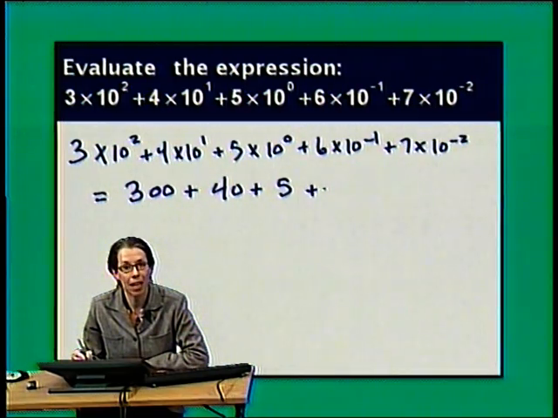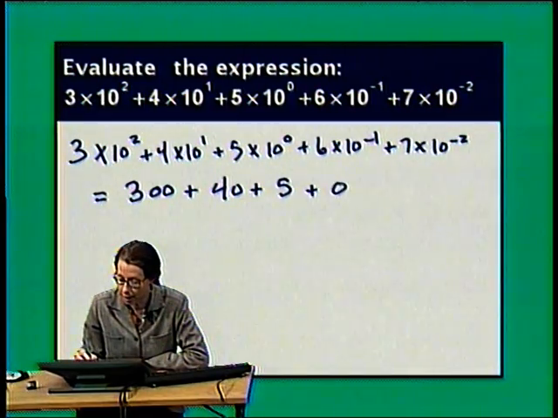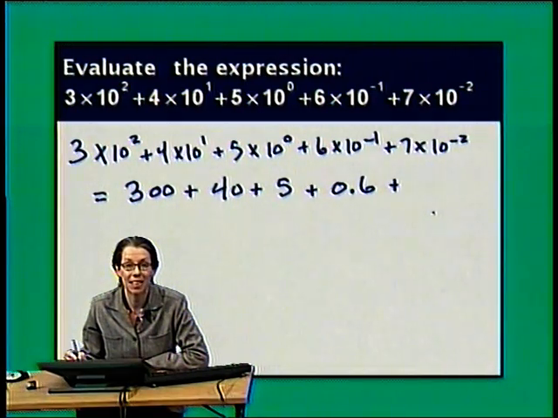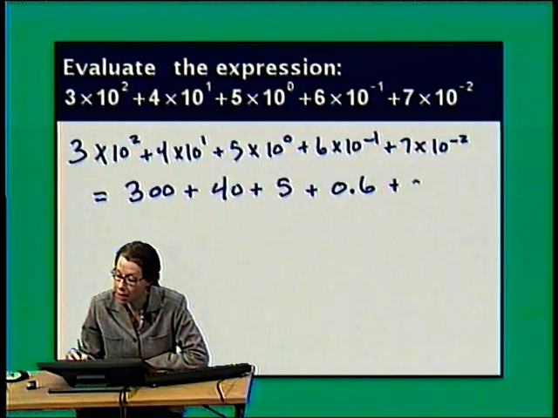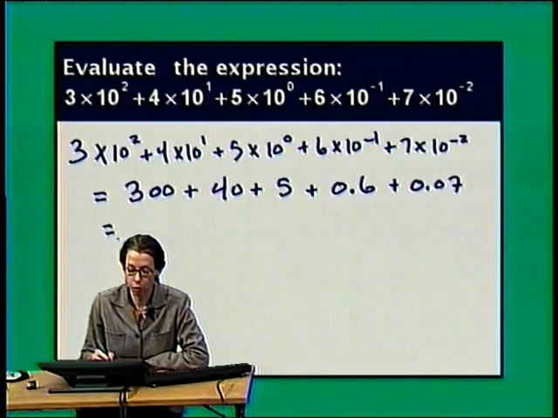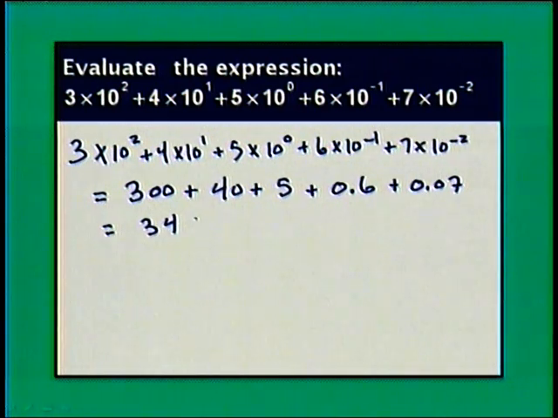6 times 10 to the negative 1, we saw that 10 to the negative 1 is 1/10, so 6 times 1/10 is 6/10. And finally, 7 times 10 to the negative 2, that's 7 times 1/100th, which is 7/100ths. So adding this up, 300 plus 40, that's 340 plus 5, 345, and now we have our fractional part, 0.67. So here's another way of seeing how place value is related to powers of 10.